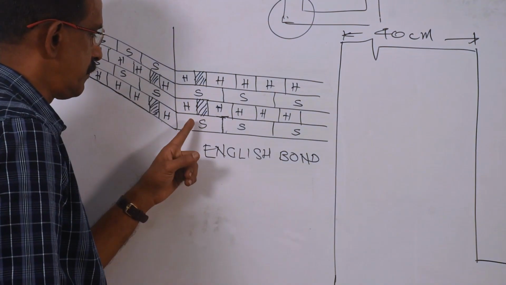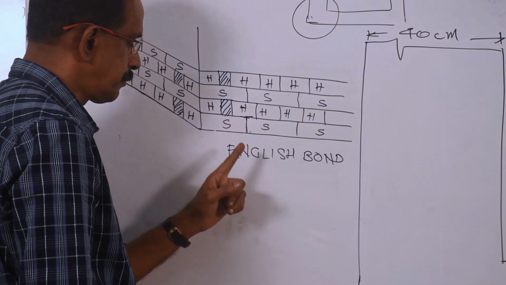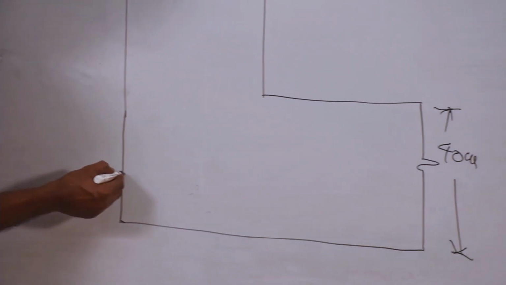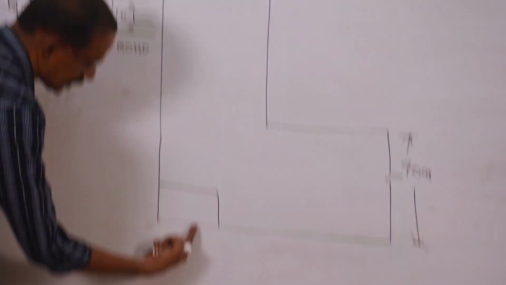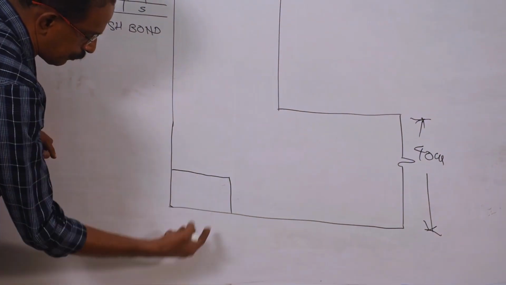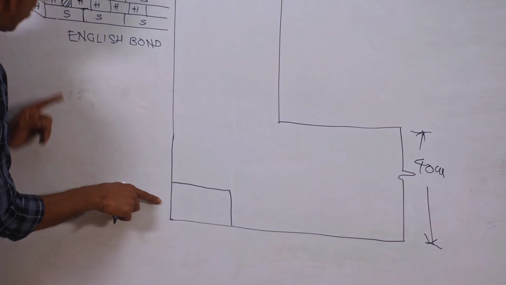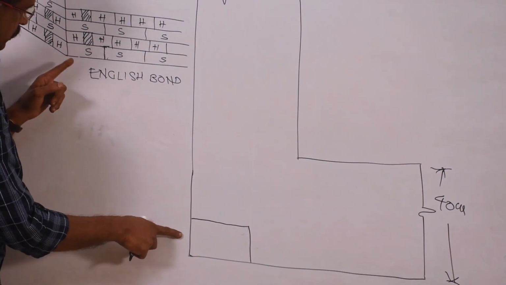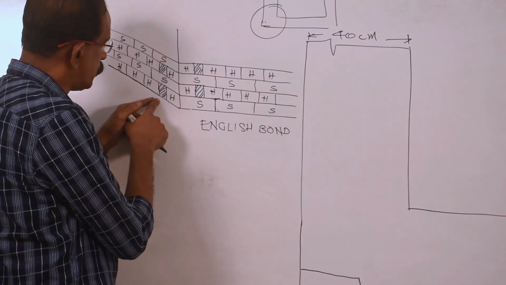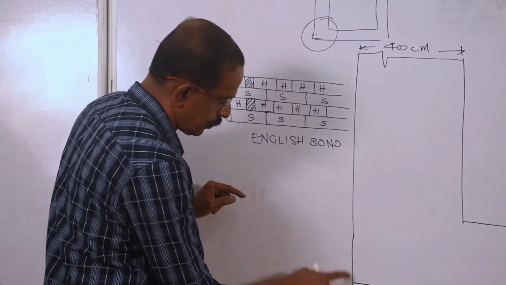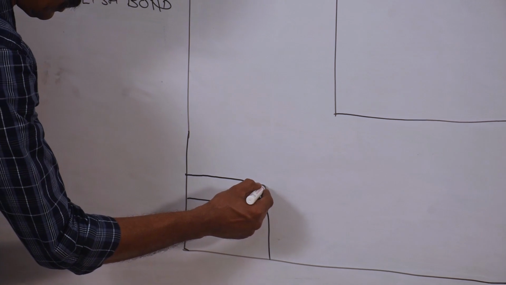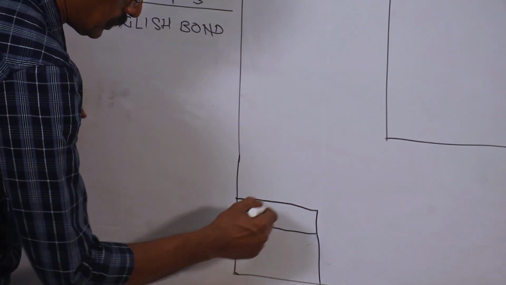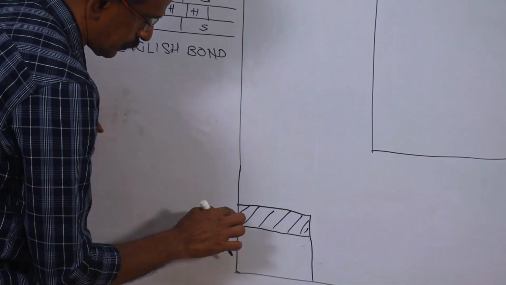So first layer in the elevation you can see stretcher. That means that brick is kept like this. Then only you can see stretcher in the elevation. This is the top view. Elevation stretcher, side header. So what is next? That is queen closer. So draw the queen closer here. 5 centimeter width and 20 centimeter length. This is the top view of the queen closer.